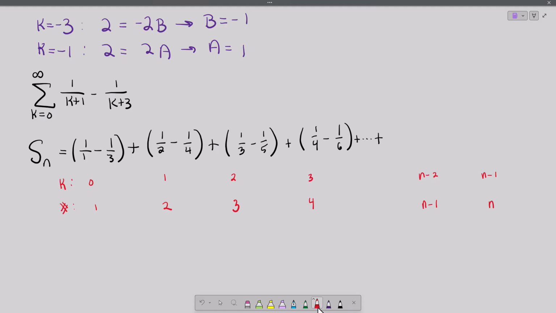So let's do it. So we're going to plug in n minus 2 right here. N minus 2 plus 1 is n minus 1. So we're going to have 1 over n minus 1 minus 1 over, plug in n minus 2 here. N minus 2, if you add 3, you're going to get n plus 1. Plus, now we plug in n minus 1, so we're going to get 1 over n minus 1 over n plus 2. So we're plugging in n minus 1 here, plugging n minus 1 there. So that is S sub n, sum of the first n terms.